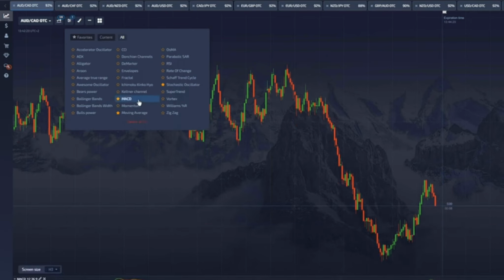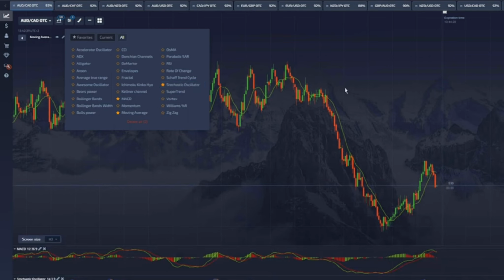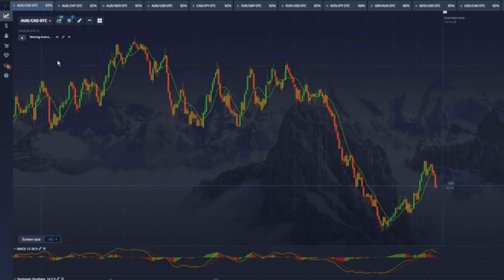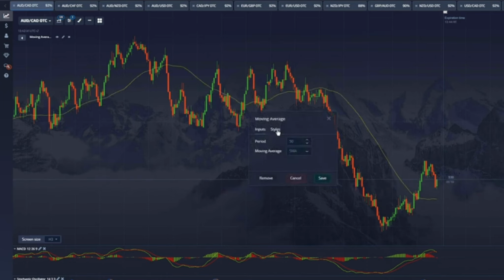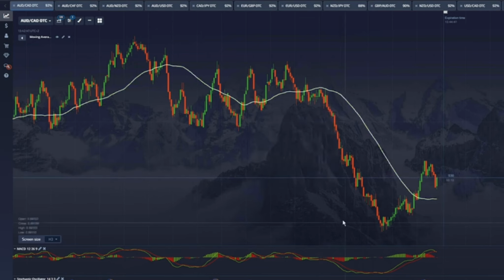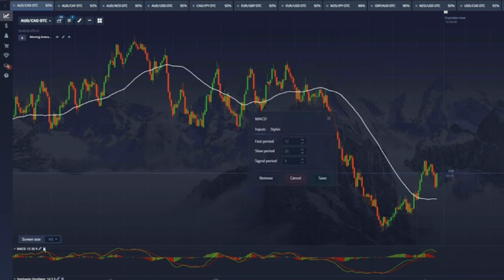The MACD indicator, moving average and stochastic oscillator. The indicators are not used with default settings, so change the period of the moving average to 50 and the type should be SMA. Change the color if you want and add the thickness. For the MACD indicator, change the fast period to 9 and add the line thickness and save.